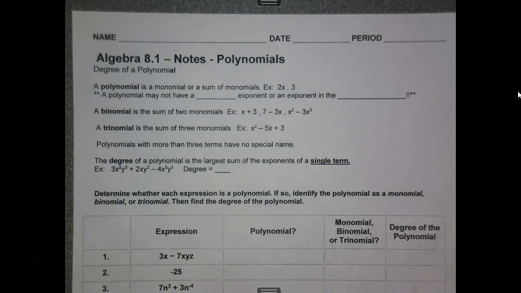monomial or sum of monomials. Example, 2x, 3, are polynomials.